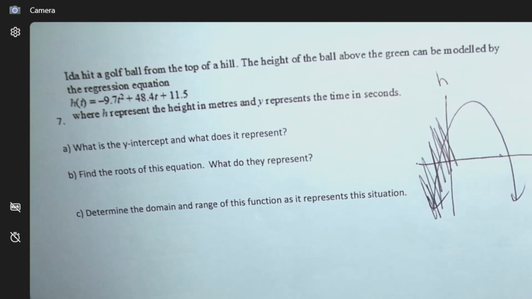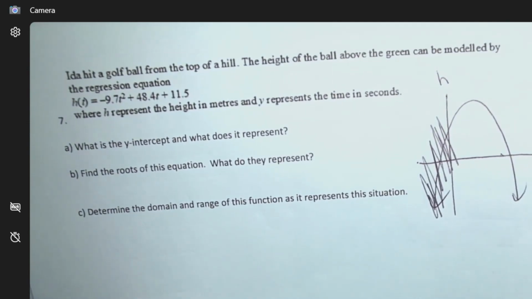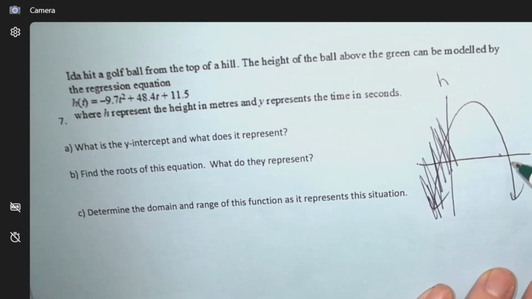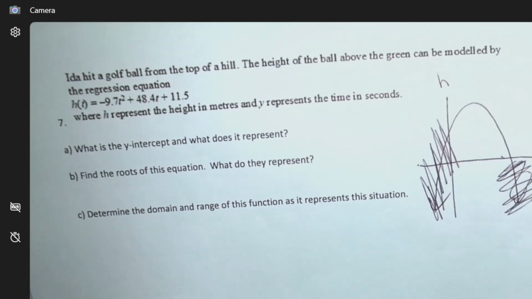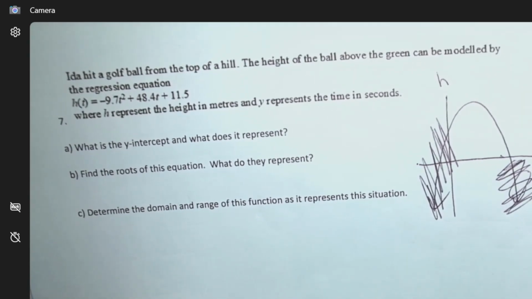So I'm going to scratch this part of my graph off. Why would I do that? Time can't be negative. I'm also going to scratch this part of my graph off. Why would I do that? Height of a golf ball is not going to go under the ground.